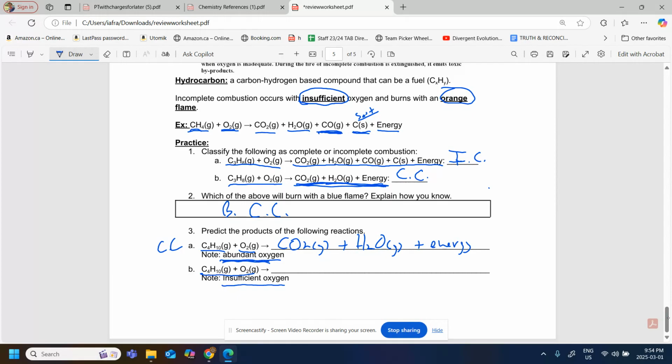Here it's written out the same way, but you'll notice it says insufficient oxygen. So we're going to start off writing this the same way, CO2 gas plus H2O gas, but we have to write our incomplete combustion products as well. CO gas plus solid carbon plus our energy. So even though it's written the same way, we still have different products because we're told that it's insufficient oxygen.